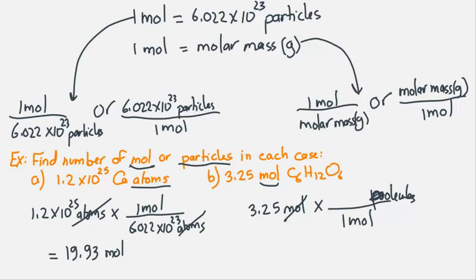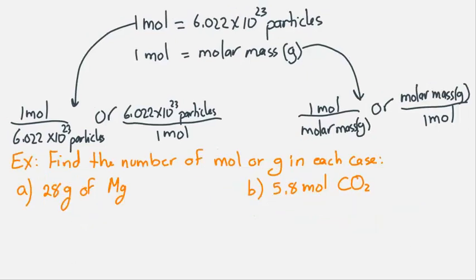So for molecules, it is 6.022 times 10 to the 23 particles, from the conversion factor that you can see up. And the answer is 1.96 times 10 to the 24 molecules. Let's see another example.